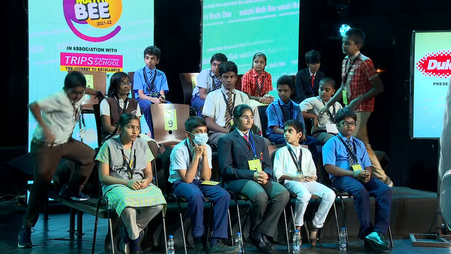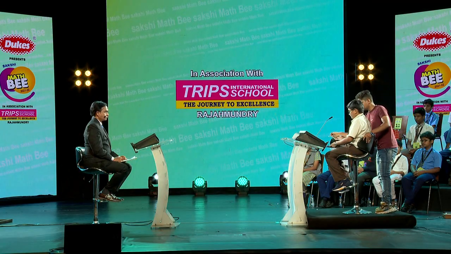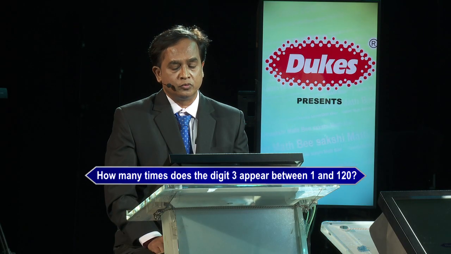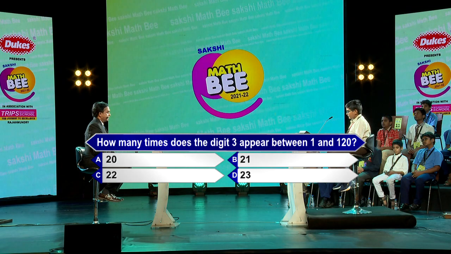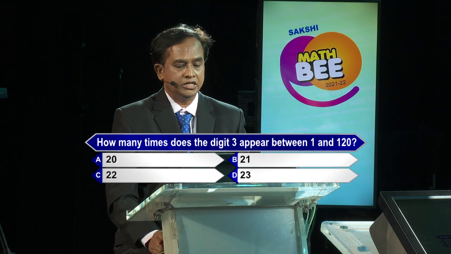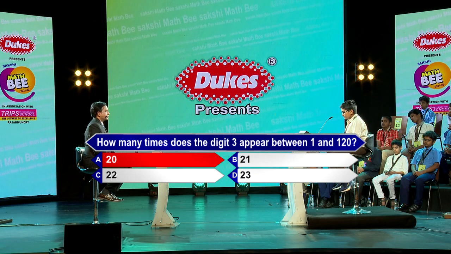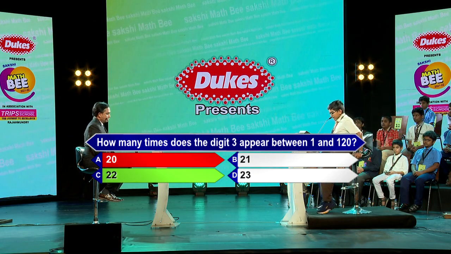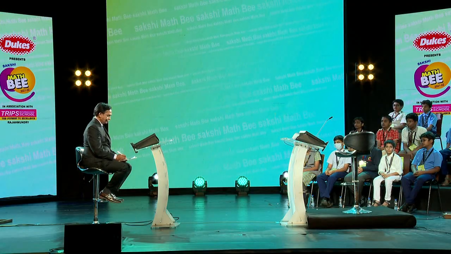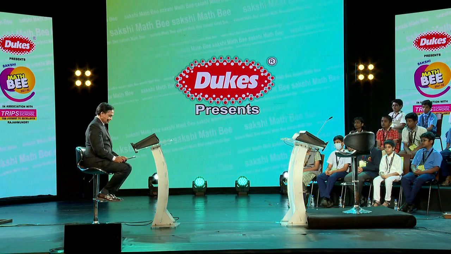Can we have Sajid Rehan, KKR Gautam School, on stage? Your next question, please. How many times does the digit 3 appear between 1 and 120? Your options are A 20, B 21, C 22, D 23. Sir, option A 20. Kindly lock option A 20. So sorry, option A 20 is the wrong answer. Option C 22 is the correct answer. So we've got four more students moving on to the next round.